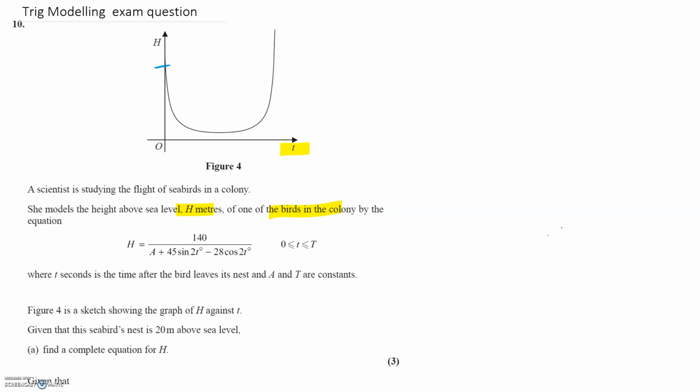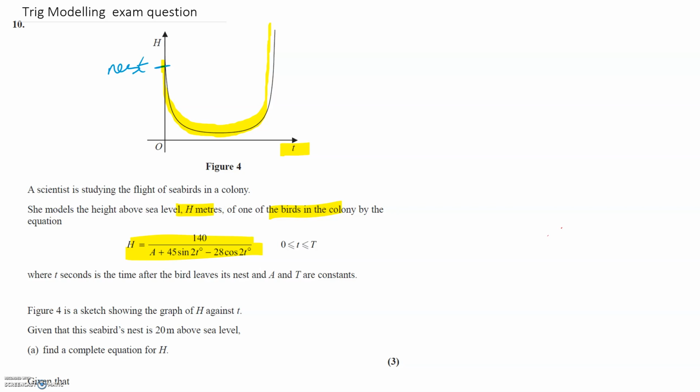So the bird is in its nest at the start of this model, and then it looks like it kind of dives down near to the ground, and then it flies back up again. So what we've got to use is this formula here.